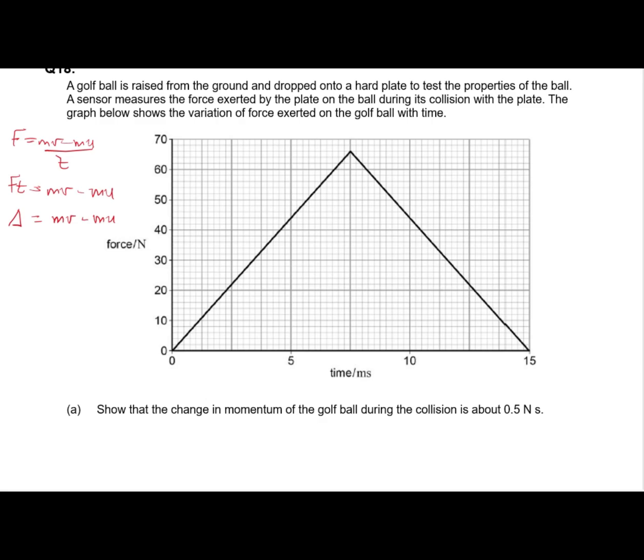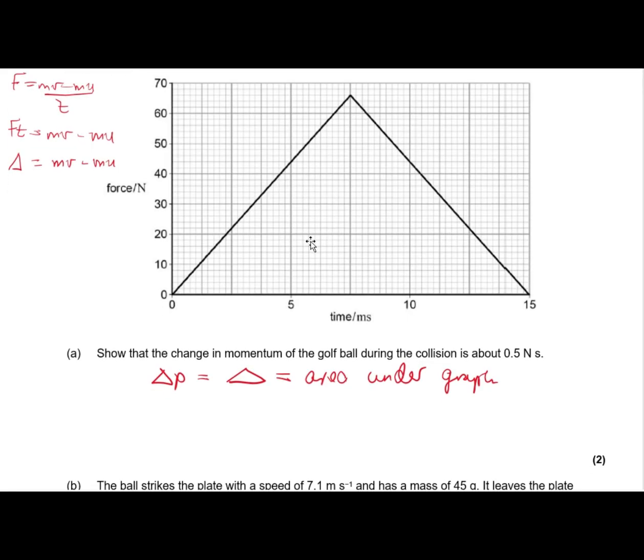Okay, so show that the change in momentum of the ball during the collision is about 0.59 Newton seconds. So all you've got to do is work out the area underneath. So you can split it into two triangles. So delta P is equal to the area under the graph. That's the only knowledge point you need to remember here, and then we're just going to work it out. In fact, it's just base times height, isn't it? So 2 times the area of a triangle, or simply the area of that.